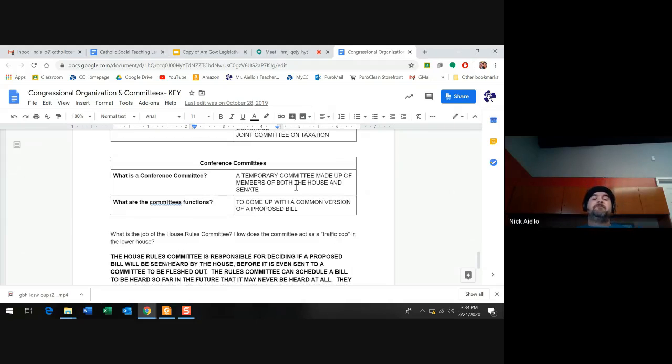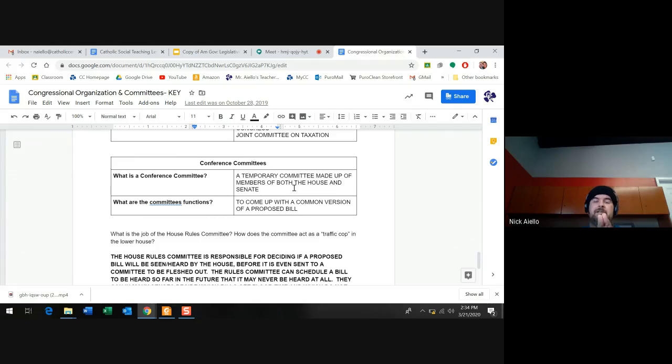Now, a conference committee is like a joint committee, but it's temporary. So it's a joint committee and a select committee kind of put together. You only hold a conference committee when you're looking to pass a bill. So when a bill's been proposed and it's gone through both the House and the Senate, the two come together, members of the House, members of the Senate, in a conference committee to come up with a common version. Because what the House has proposed and the Senate has proposed is not necessarily 100% the same.